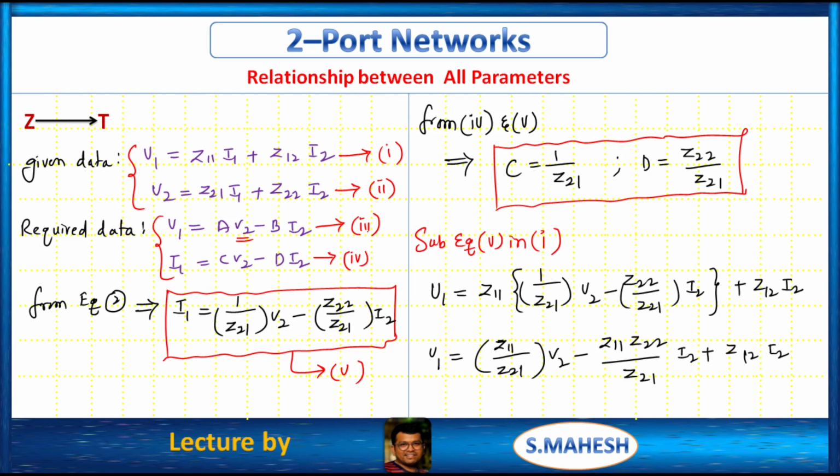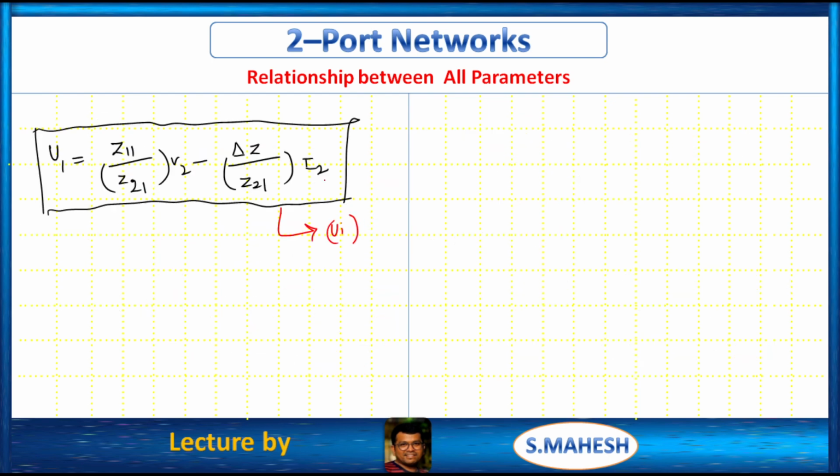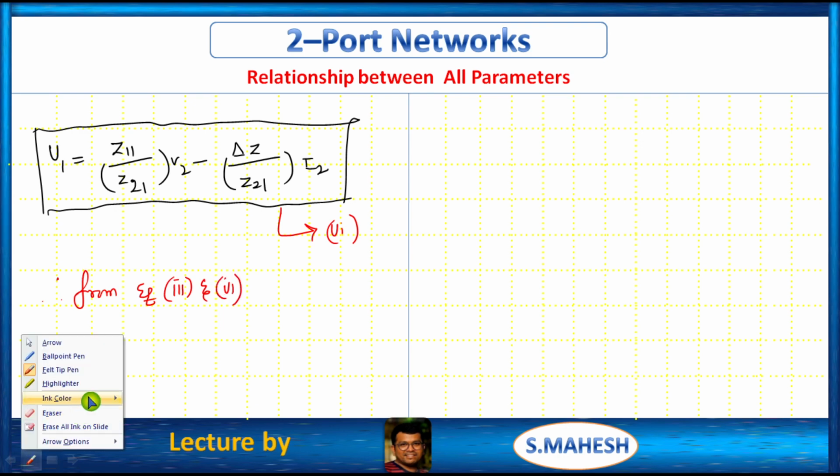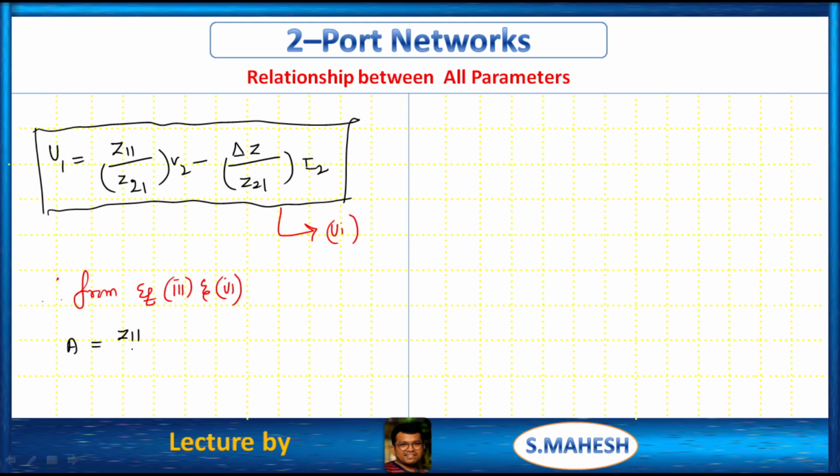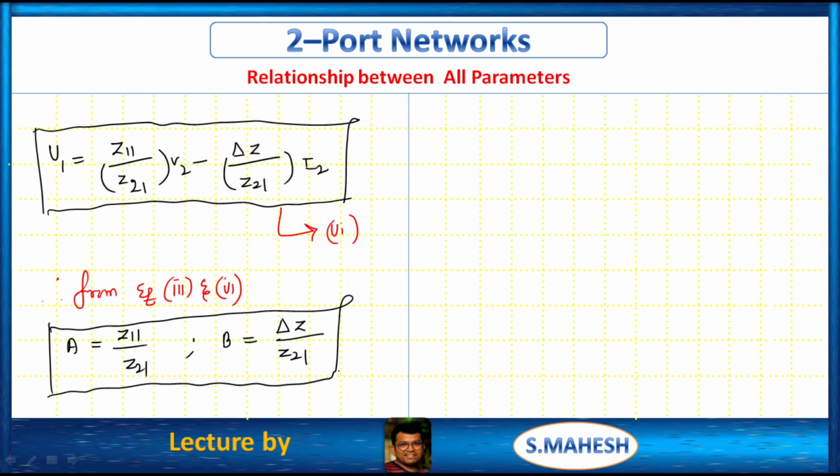Then we have to match this equation 6 with equation 3. Therefore, from equations 3 and 6, the value of A is Z11 by Z21, and B is delta Z by Z21, right? That's all for T parameters from Z parameter representation.